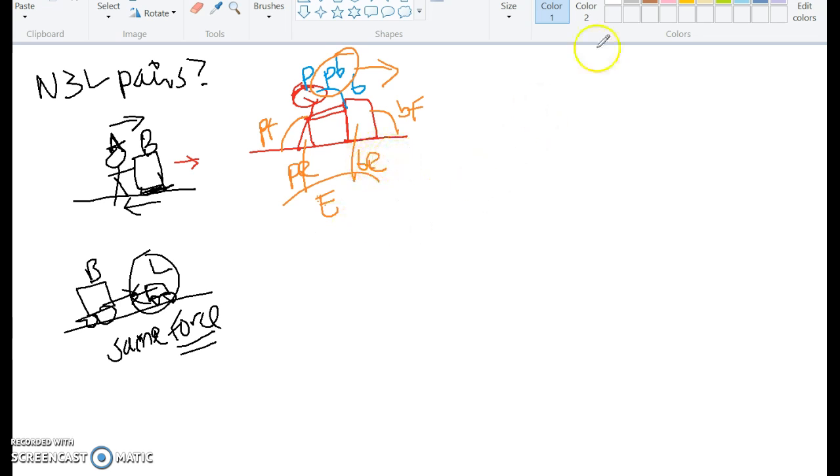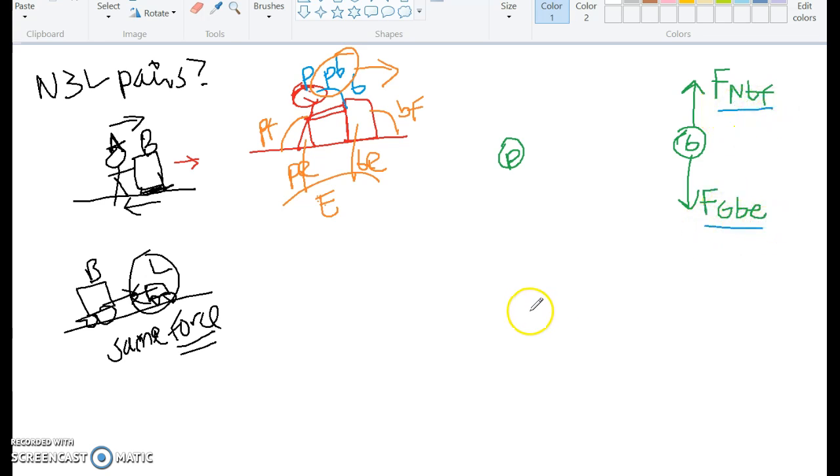So let's take a look at the person and the box. On the box, he has a weight, force of gravity on the box from the earth. The floor is pushing up, box and floor. Now, this is what a lot of people think. They think that this is a pair. So to be a pair, the forces have to be equal. They have to be in opposite direction.